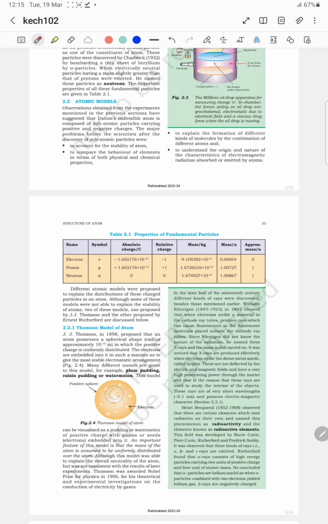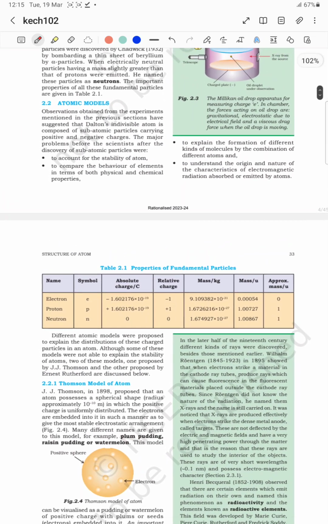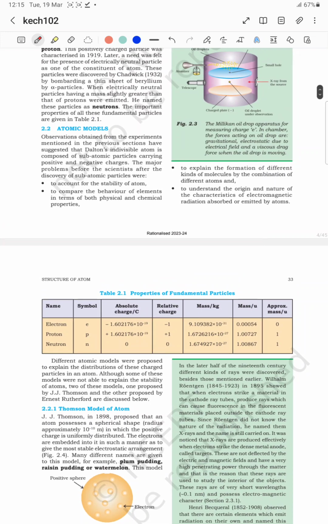Students, our next topic is atomic models. Observations obtained from the experiments mentioned in the previous sections have suggested that Dalton's indivisible atom is composed of subatomic particles carrying positive and negative charges.